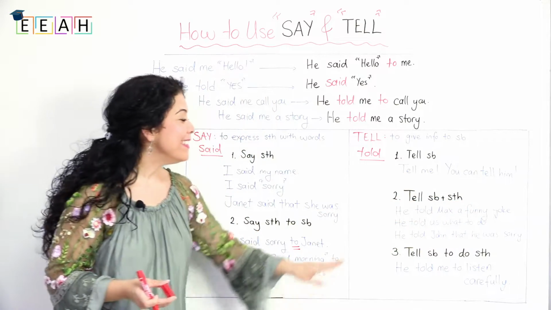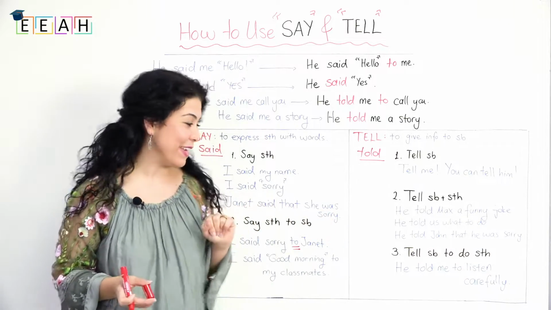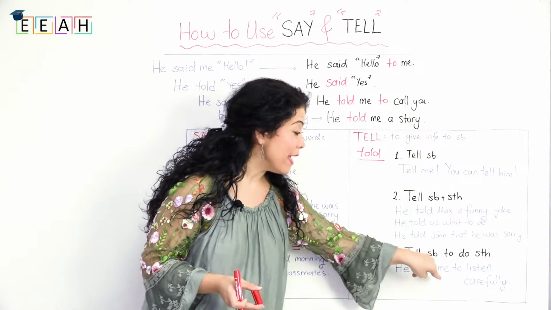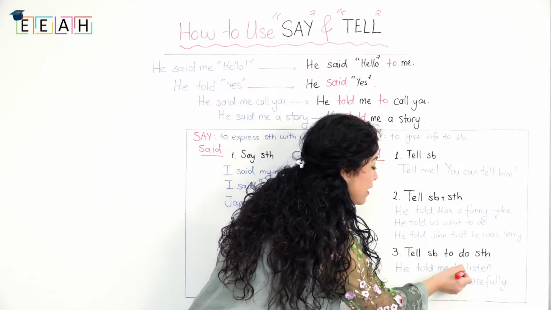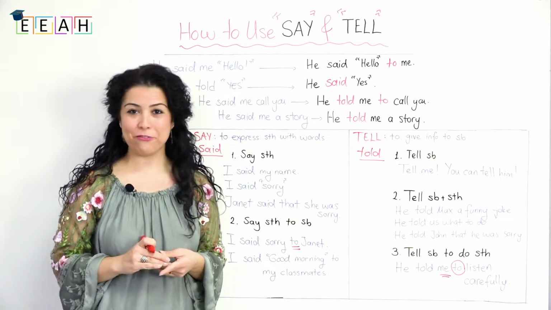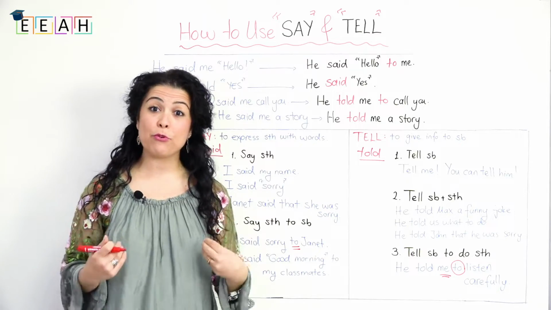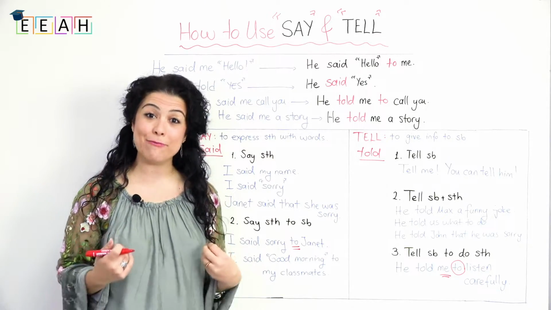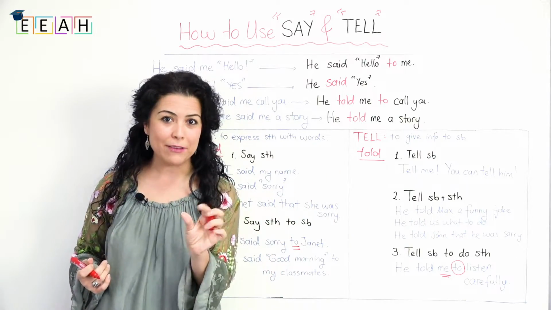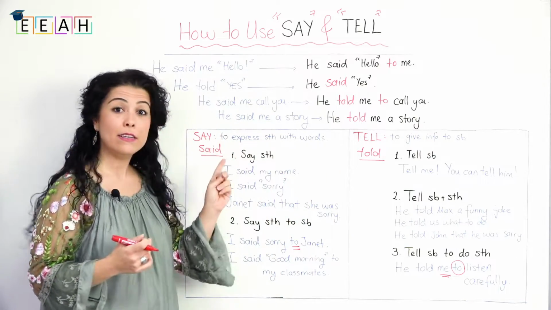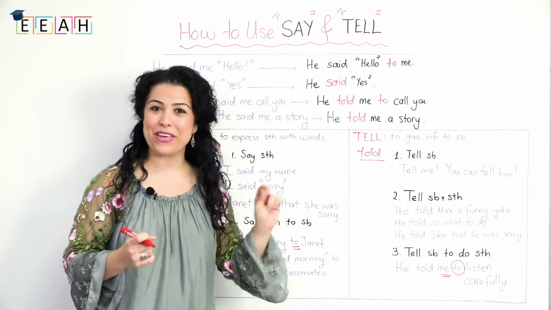The third one, tell somebody to do something. For example, he told me to listen carefully. So keep in mind that after tell, there is a person. Tell me, tell him, tell John, right? And you tell somebody. As for the verb say, you say something to somebody.